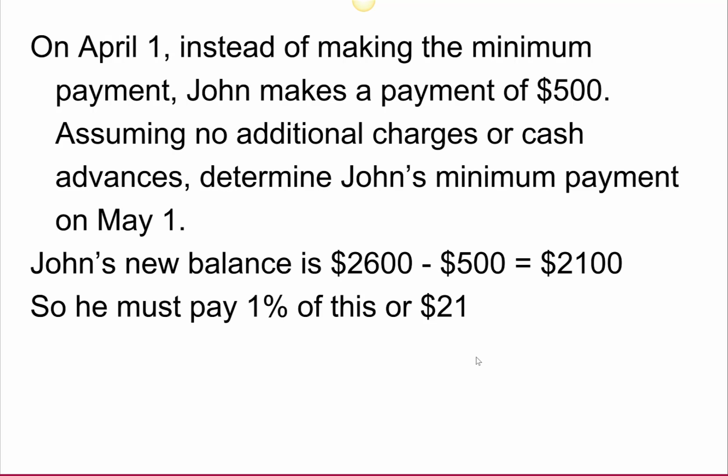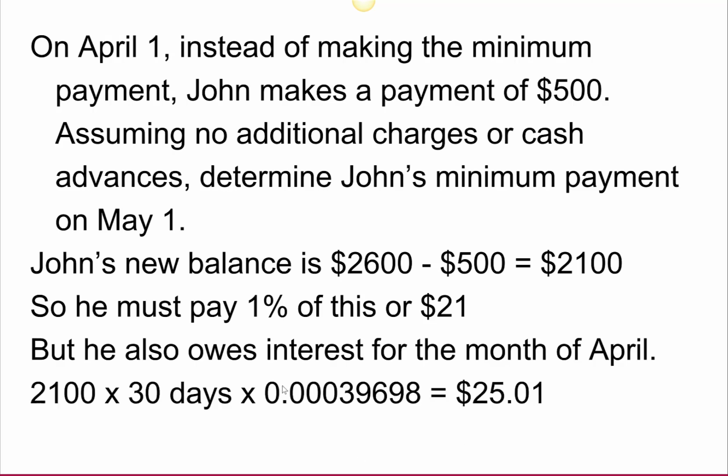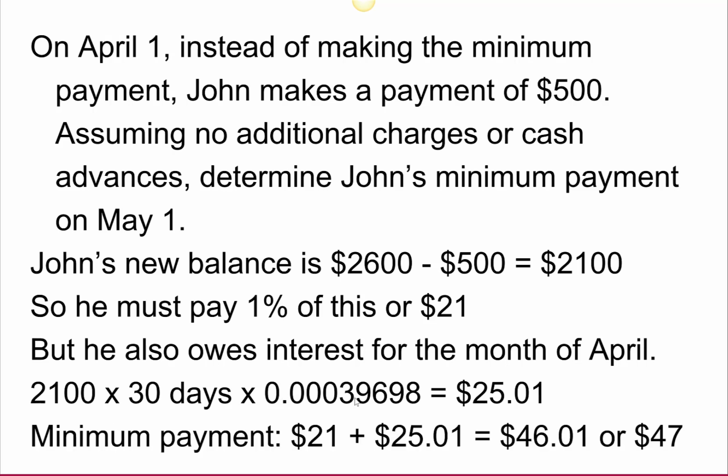I'm sorry, $21. The other thing he's going to have to pay is interest on the $2,100 for the month of April. And if you remember that interest rate that was shown before, we divided it by 100 to get the decimal. So $2,100 by 30 days times the rate per day, $25.01 of interest for the month of April.